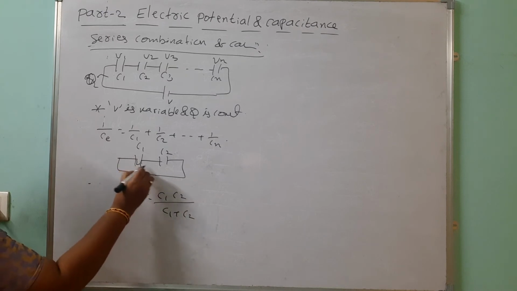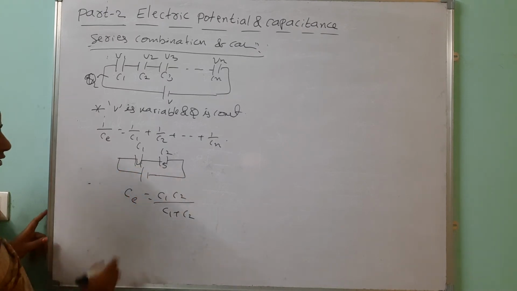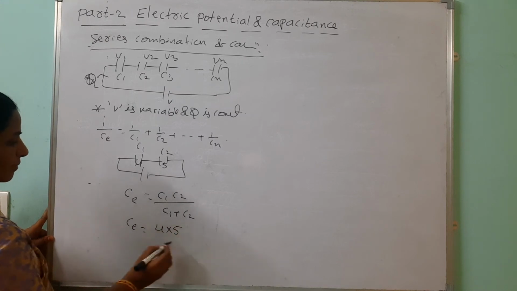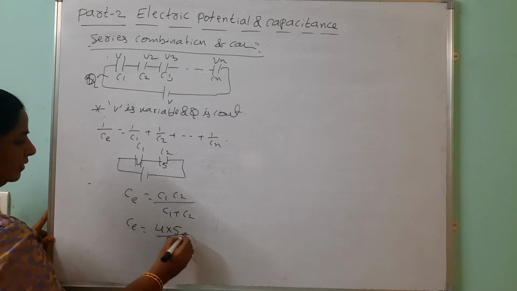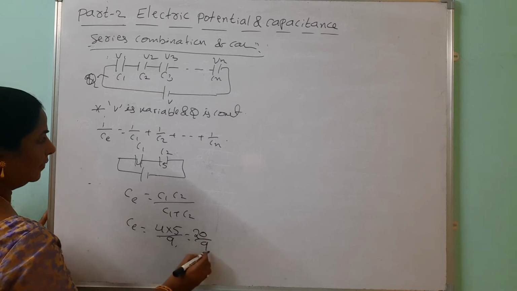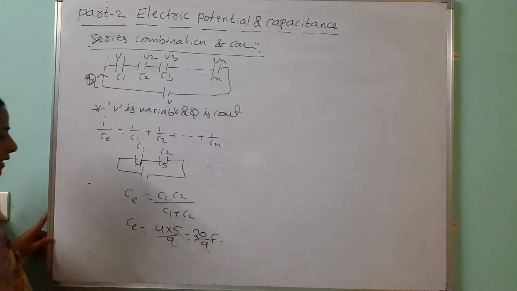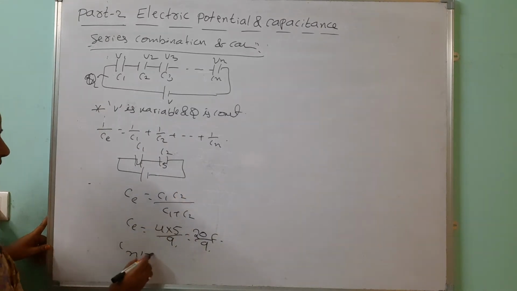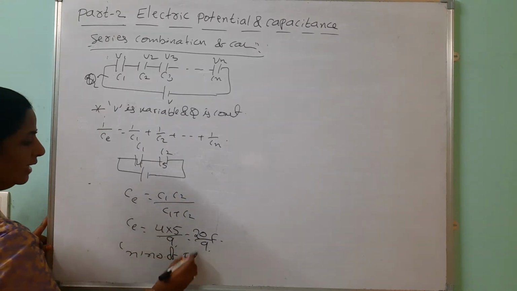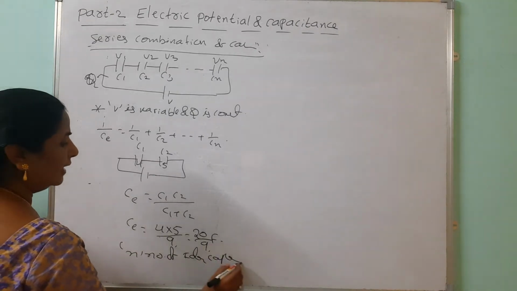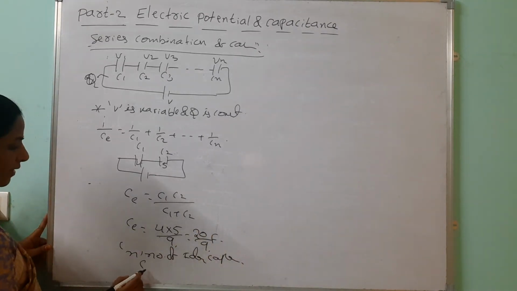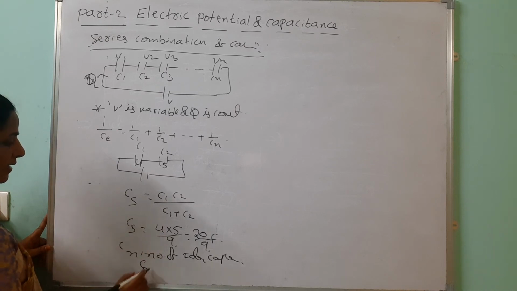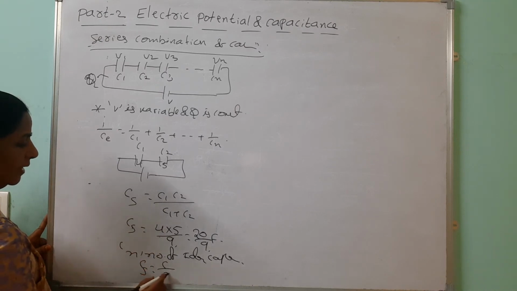Suppose this is 4 microfarads and this is 5 microfarads. Here the effective capacitance is how much? 4 into 5 by 9, that is 20 by 9 farads. Like that. Suppose we are taking n number of identical capacitors. Then the equivalent capacitance, since this is series, I am denoting it with S, then you can easily understand, is C by n.